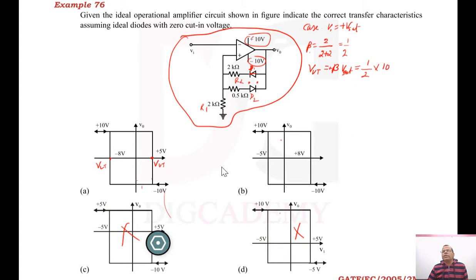Plus Vset is 10 volt, so the upper saturated voltage will be this, and this will be minus Vset, so that is minus 10 volt. So this gives you the 5 volt. So upper threshold voltage is plus 5 volt here, so this is your correct answer, right? A is your correct answer.